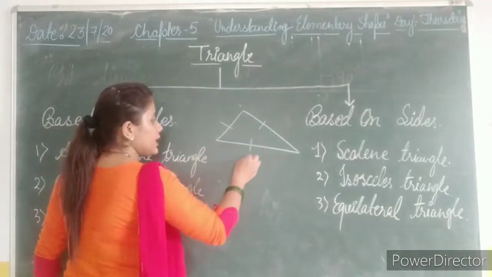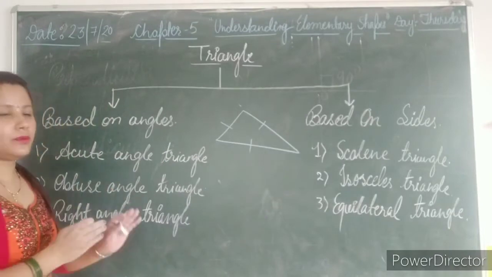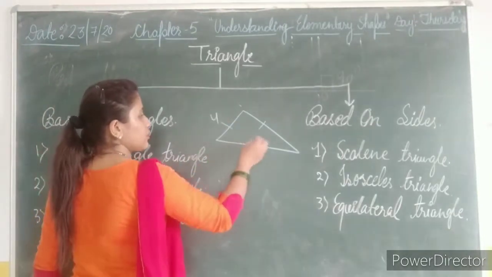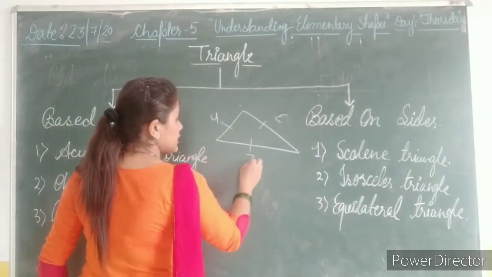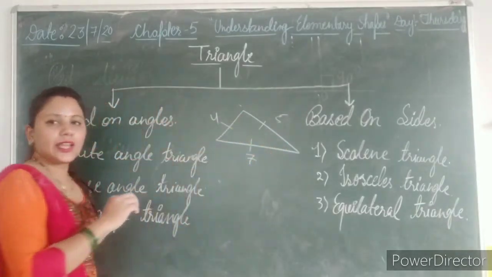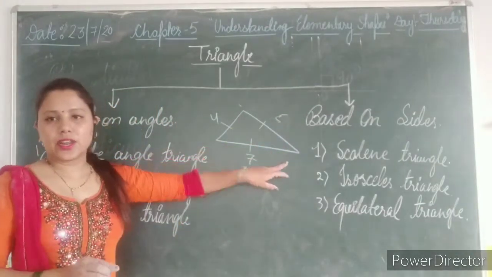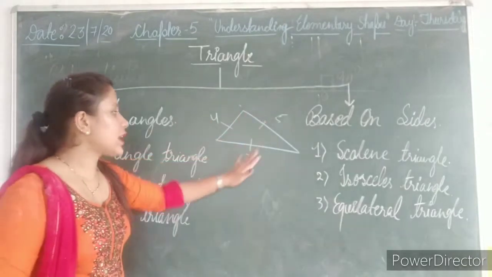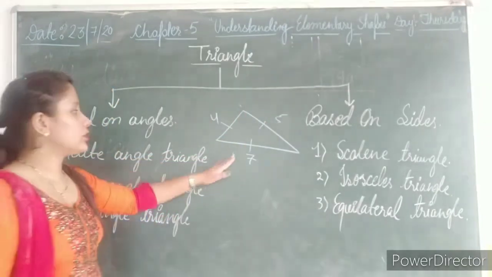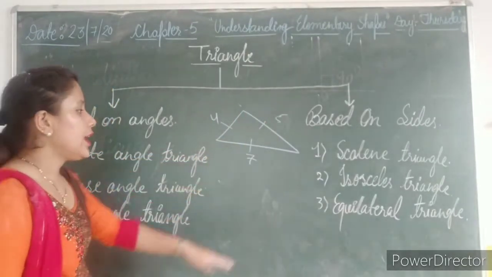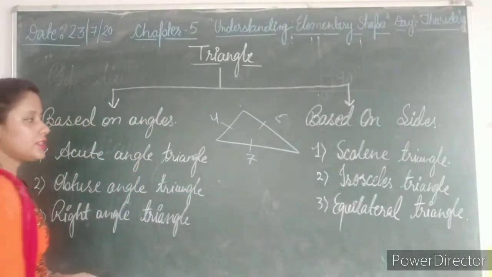अगर किसी triangle में सारी sides जो होती हैं वो different measurement की होती है. Just like here, if it is 4, so that one is 5 or it is 7. तो सारी sides different है, so that is your scalene triangle. अगर किसी triangle की तीनों sides जो होती हैं वो different measurement की होती हैं, so that is your scalene triangle. Next one is isosceles triangle.